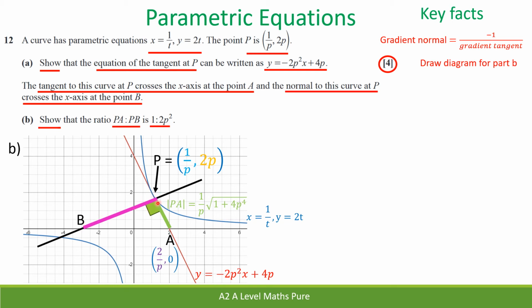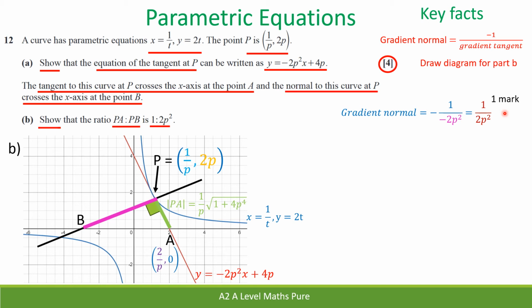Now P to B, okay, first of all we need to know the equation of this line going through P and B, so the equation of the normal. Now you should know that the gradient of the normal is minus 1 over the gradient of the tangent. So my gradient of the normal is going to be minus 1 over minus 2p squared, which is just going to be 1 over 2p squared for a mark.